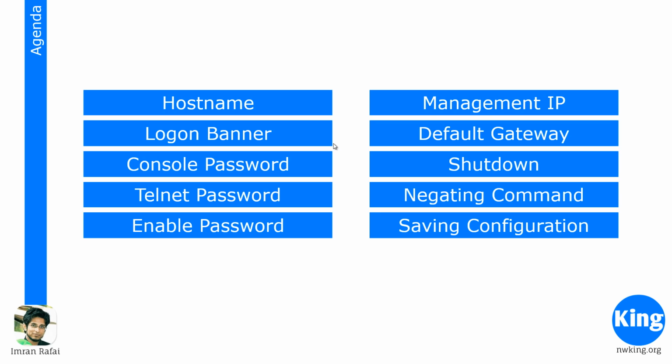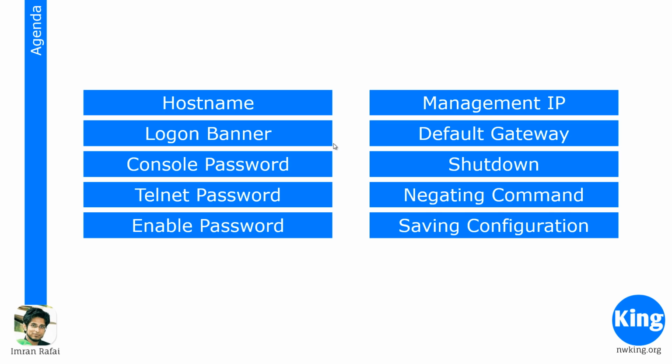See where hostname is coming. Hostname is part of the global config. Logon banner, it is part of the global config. Console password, you need to go to line console and put the password there. Telnet password, it is again in line VTY 0 to 4. Enable password, again a global configuration command. Management IP, you need to go into the VLAN interface and give the IP address there.